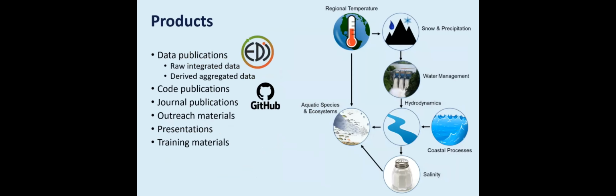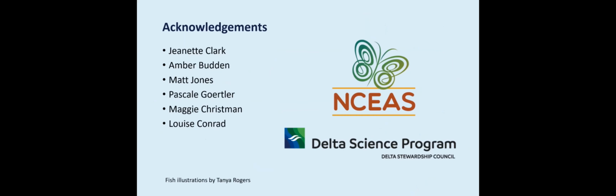Intended products for both of the working groups include data publications, the code used for analysis, journal articles, outreach materials for the public and for managers, presentations to a variety of audiences, and training materials from our workshop, which are posted at this website.